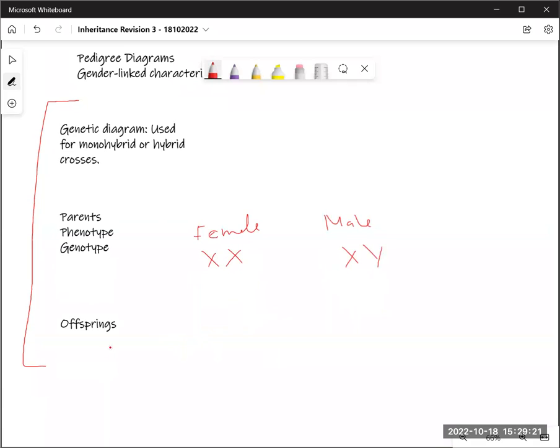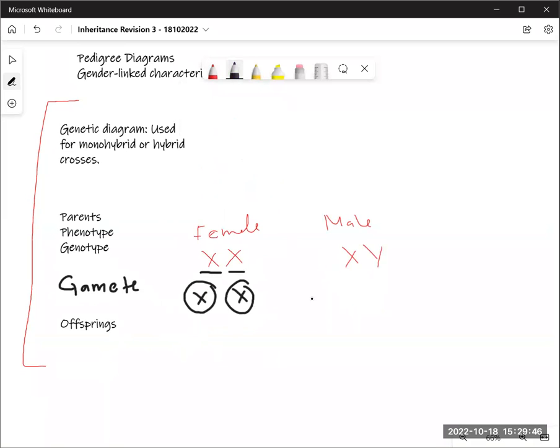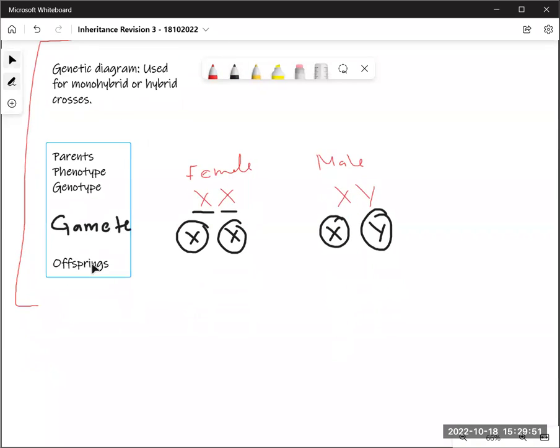Offspring. Now, how do I know what offspring are produced? We'll also have to look at the gametes. Can you tell me what a gamete is? Sex cells. Right, perfect. And they are haploid. So the gametes are going to be one of these. Over here you have X and X, and over here you have X and Y. These are the gametes. One of the set of haploid cells would be X, the other haploid cell would be X. Over here, X and Y.